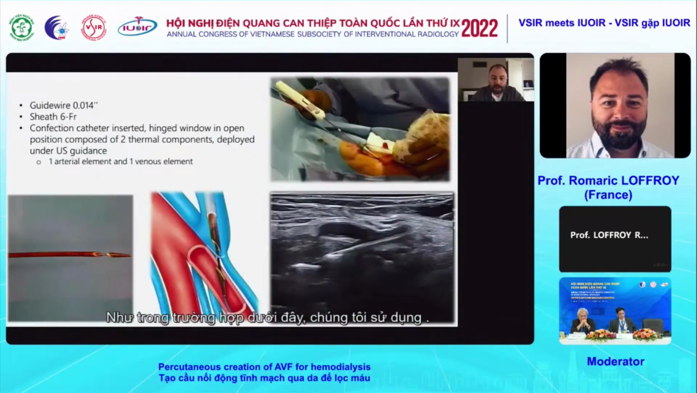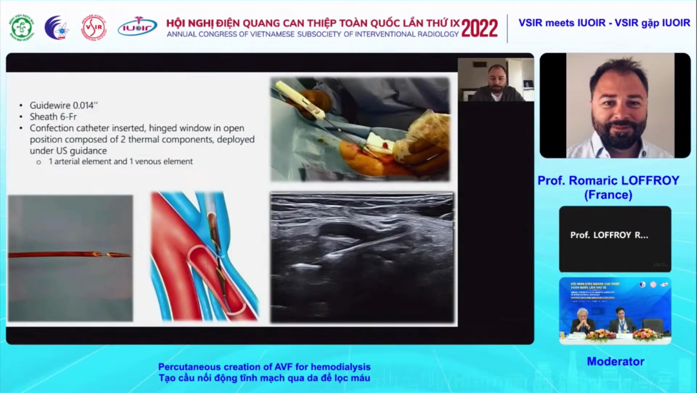Then in that case, we have to insert a small guide wire, or 40-inch guide wire. And then on this guide wire, we can put a 6 French sheath from the venous side to the arterial side, and we put the sheath in the artery to make the first hole, I would say, which is very important for the rest of the procedure.